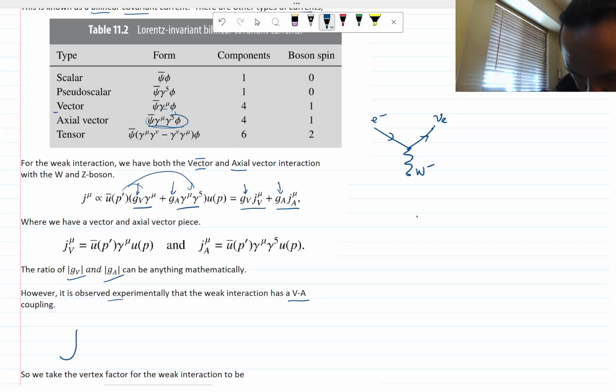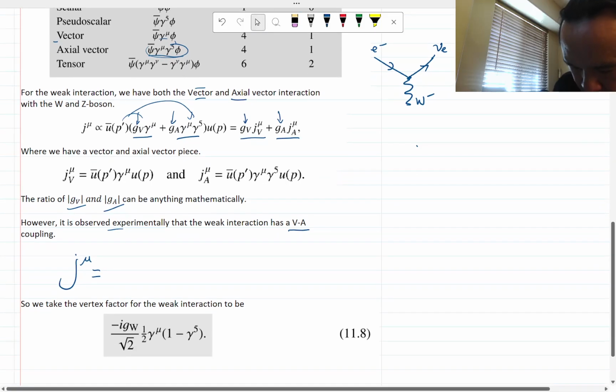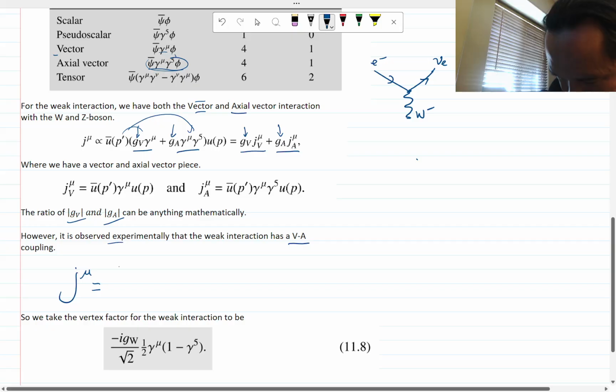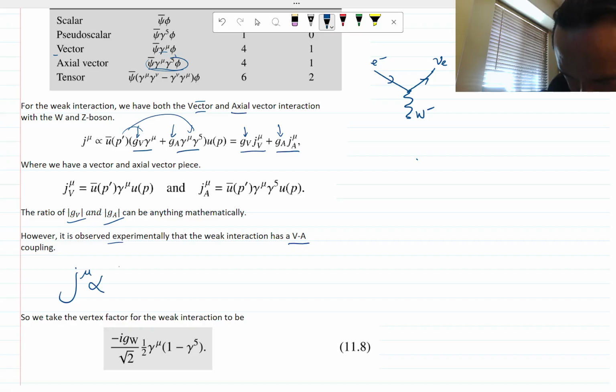So when we're writing the weak interaction current, what you actually have is something that's proportional. In fact, what I'm going to do is remove this proportionality sign, okay? And we're going to write that this is proportional. Well, I'll fill in the GW later. Okay, I guess that's why he writes the proportional sign.